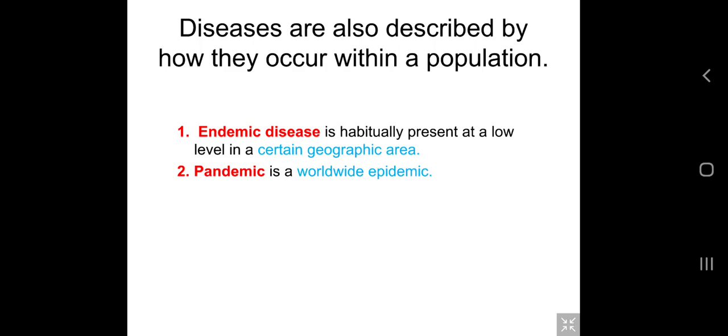Okay, now diseases are also described by how they occur within a population. We call it endemic disease. These are habitually present at low level in a certain geographic area. Endemic disease. For example, Ebola virus, which we have studied, is going to be in Congo. That is endemic in Congo. You see, was it in America?